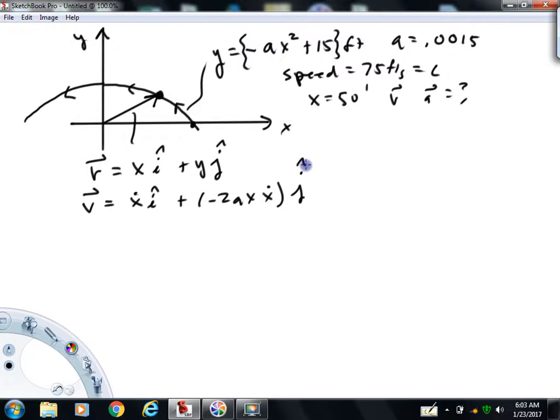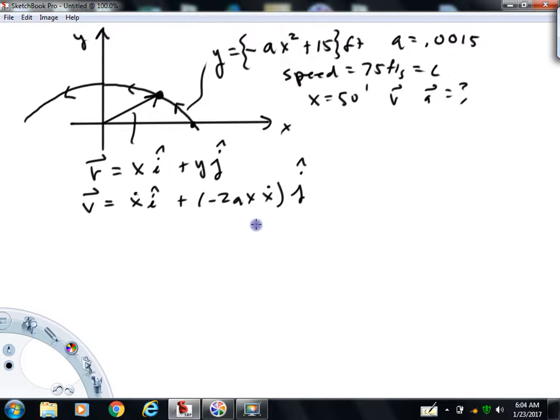Okay, so we're looking for the velocity vector, and it kind of looks like we have it. However, when we glance it over, you'll notice that we don't have the x dot. We have the x, the a is a constant, but we don't have x dot. So the $1 question is, what do we do about that? So let's look at what we do have. You'll notice that our speed in this example is 75 feet per second.